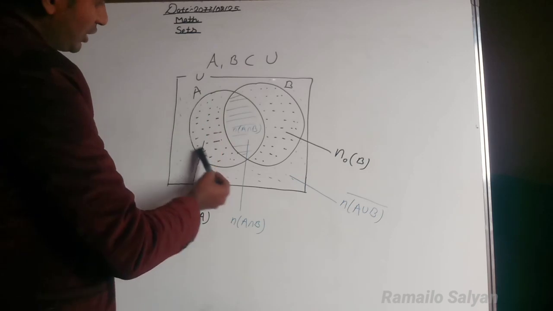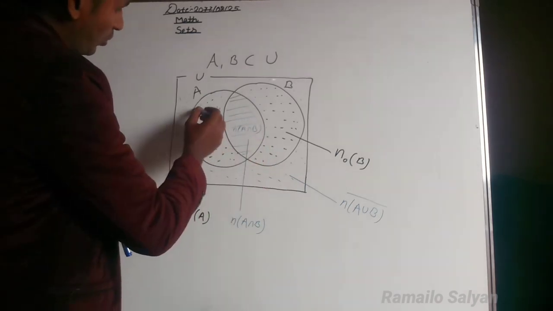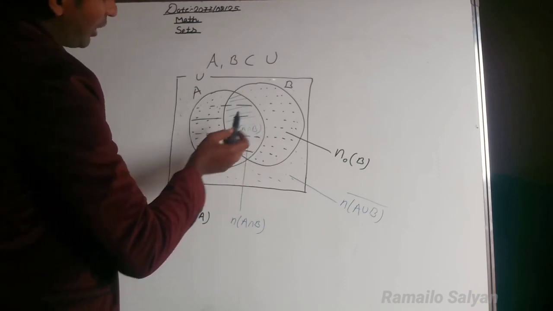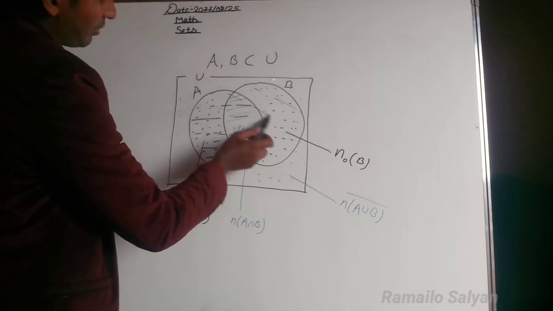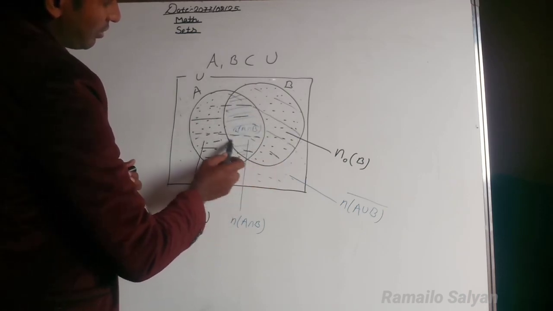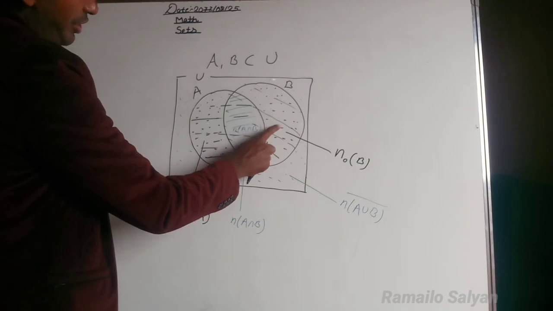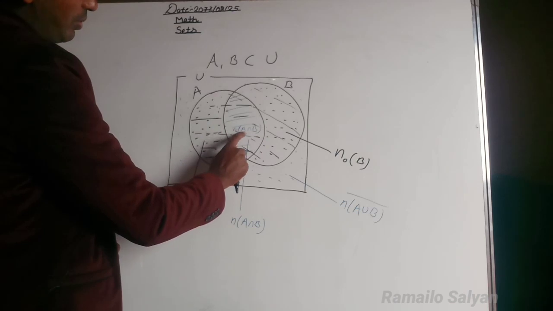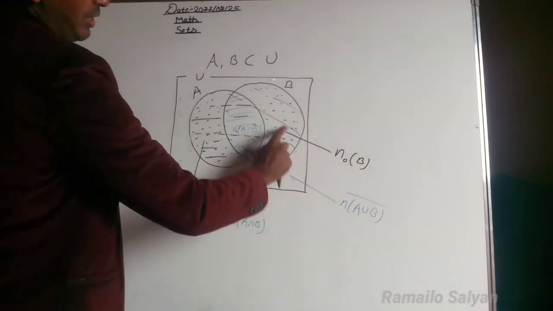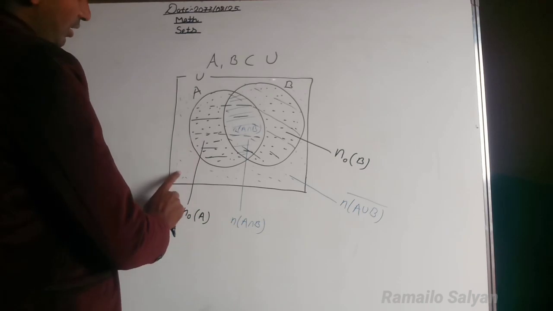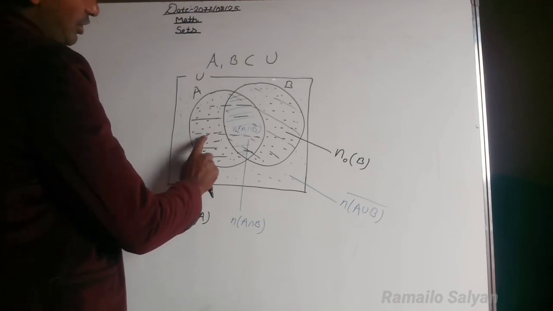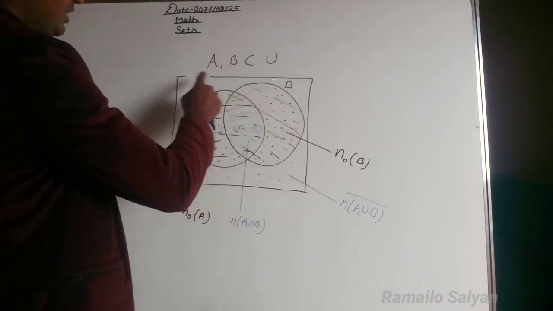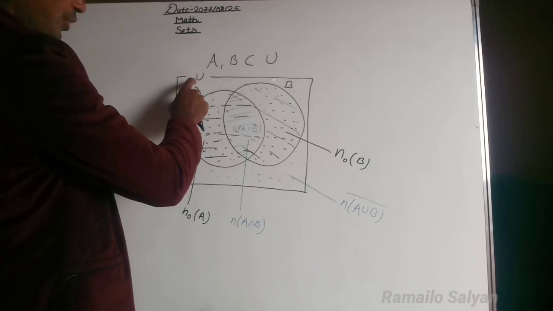And number of A is this whole region. And number of B is this whole region. Number of A union B is this one region plus this one region plus this one: n not A plus number of A intersection B plus n not B. Number of U equals all the regions. Sum of all these regions, including the A union B complement, is number of U, the cardinality of U.